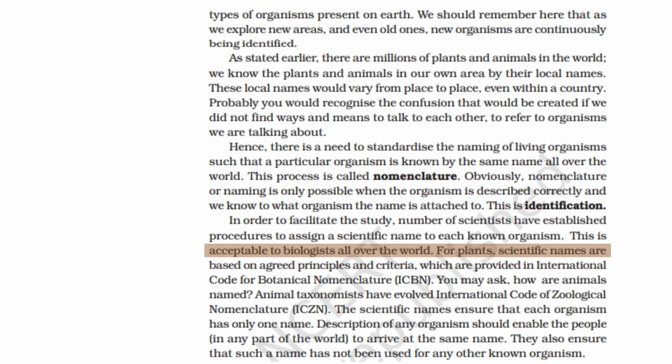For plants, scientific names are based on agreed principles and criteria which are provided in the International Code for Botanical Nomenclature, ICBN. You may ask, how are animals named? Animal taxonomists have evolved the International Code of Zoological Nomenclature, ICZN. The scientific names ensure that each organism has only one name. Description of any organism should enable the people in any part of the world to arrive at the same name. They also ensure that such a name has not been used for any other known organism.